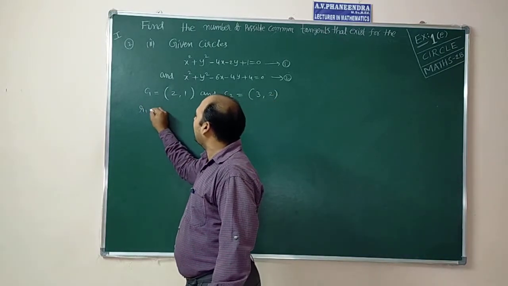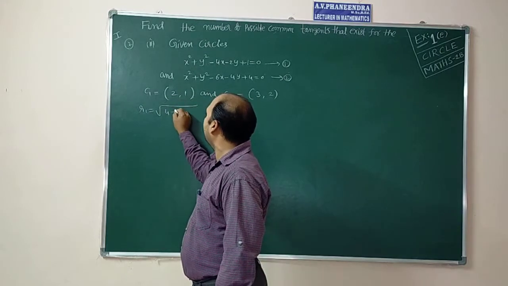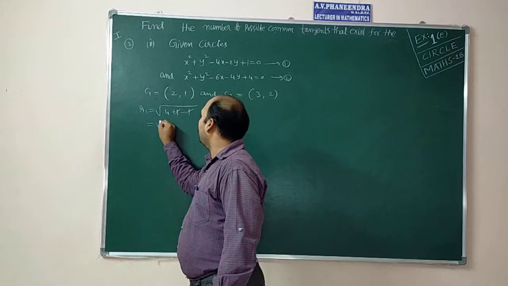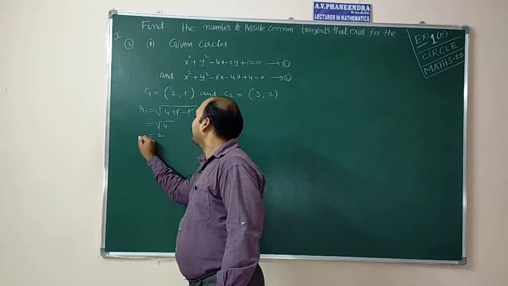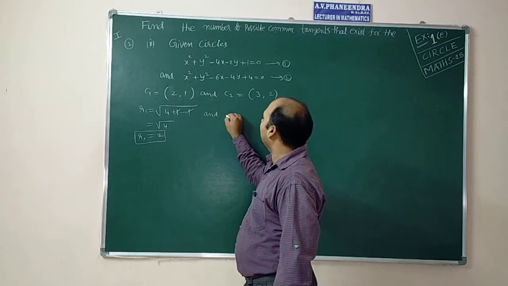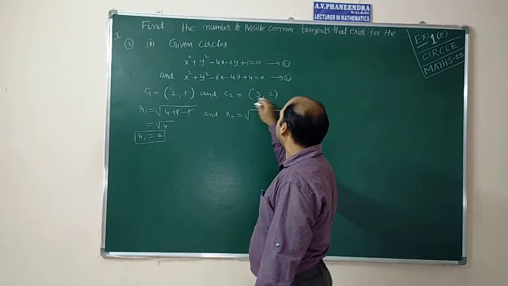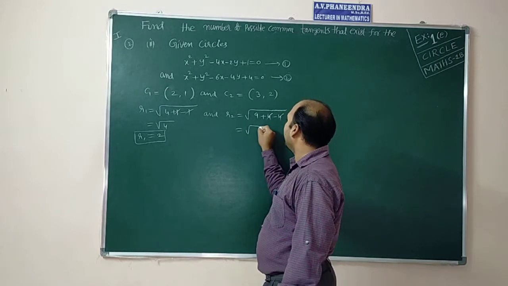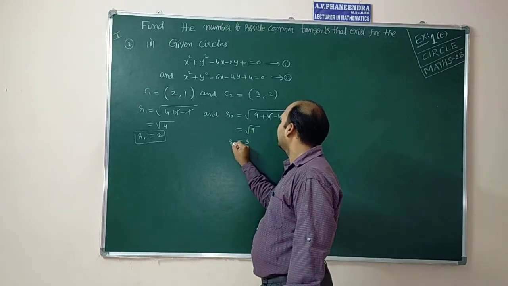Radius of the first circle R1 equal to square root of 4 plus 1 minus 1, which is equal to root 4, which is equal to 2. And the radius of the second circle R2 equal to square root of g square plus f square minus c, 9 plus 4 minus 4, root 9, which is equal to 3.